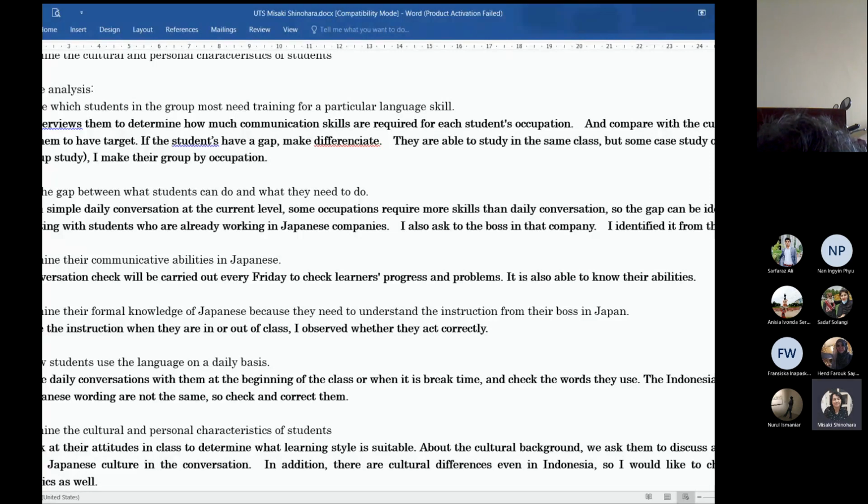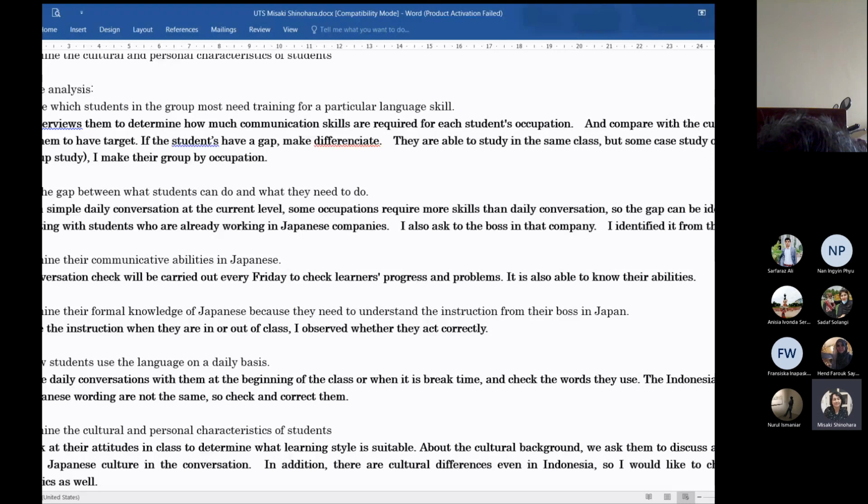Okay. And number five, result: have daily conversation with them at the beginning of the class, and when it is break time, check the words they use. The Indonesian wording and the Japanese wording are not the same. So check and correct them.